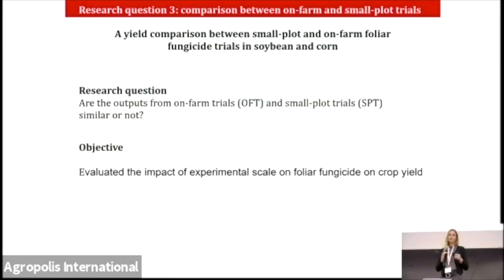My last research question is about the comparison between on-farm trials and small plot trials. What I call small plot trial is small scale and most of the time run at a research station. So we wonder how outputs from on-farm trials and small plot trials are similar or not. We want to evaluate the impact of the experimental scale on foliar fungicide on crops. We chose that management because we were able to gather a lot of data for foliar fungicide.